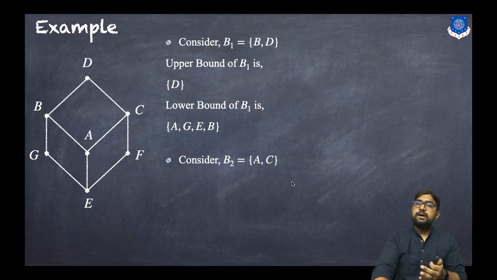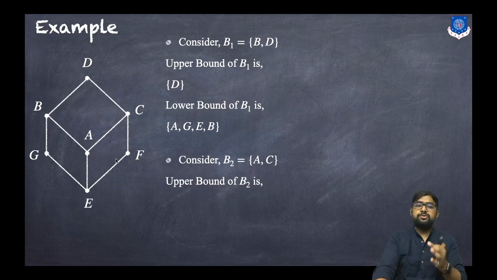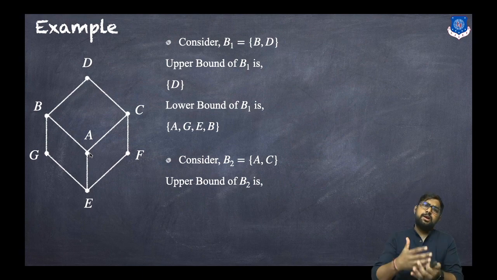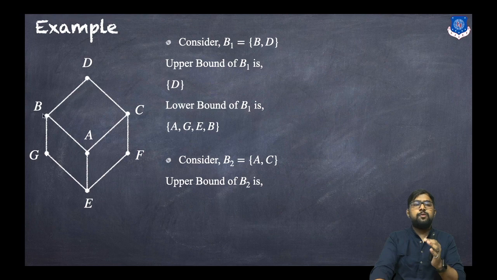Now consider another set, that is B2, that is A and C. So what will be the upper bounds? Okay, for upper bound there has to be a relation from the given set to the upper points. Now can we go from A to B? Yes. Can we go from C to B? No. So B is cancelled. Now D. We can go from A to D, C to D. So D will be an upper bound. Now for the set A and C itself, C will be an upper bound. So that means C and D will be the upper bounds.